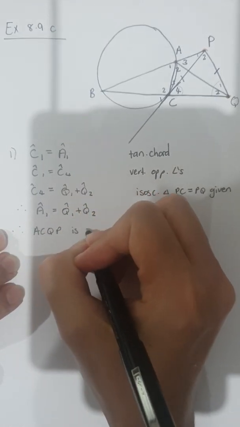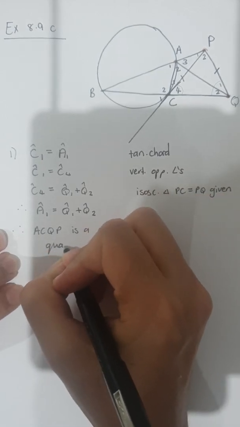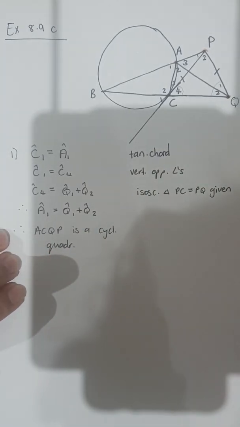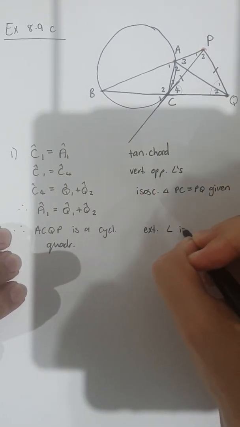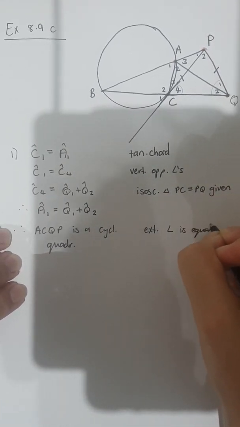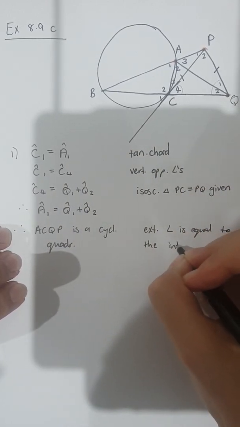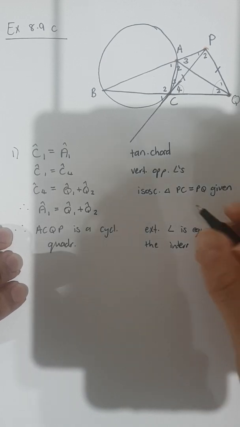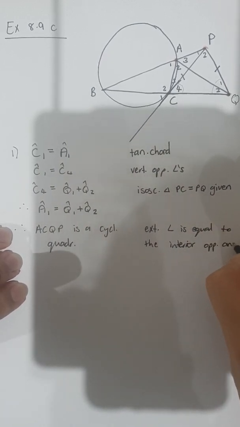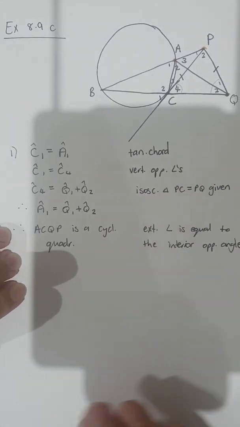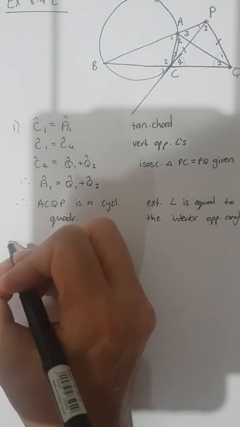ACQP is a cyclic quadrilateral. Now, why is it a cyclic quadrilateral? Because the exterior angle is equal to the interior opposite angle. Right. Now let's have a look at question 2.